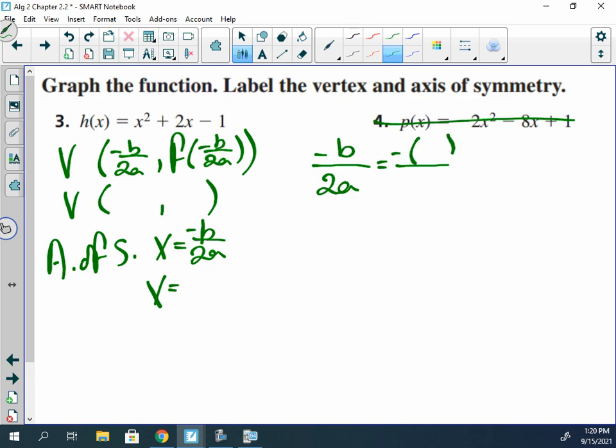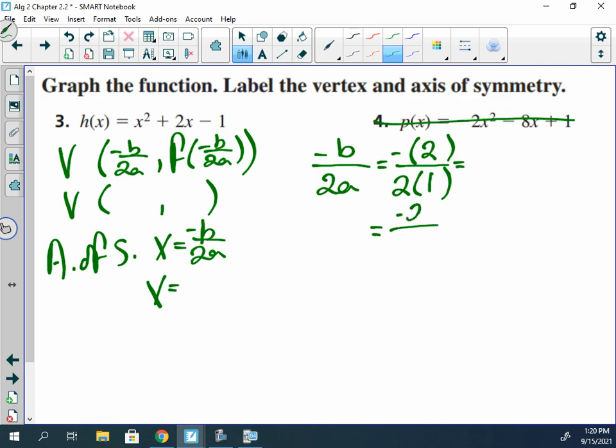Negative... What is our value of b? 2 over 2 times a. A is 1. Because if there's not a number specifically written in front of one of the variables, it's understood to be 1. Because multiplying anything by 1 doesn't change what it is. So we don't write 1 if it's being multiplied. I can write it down below.